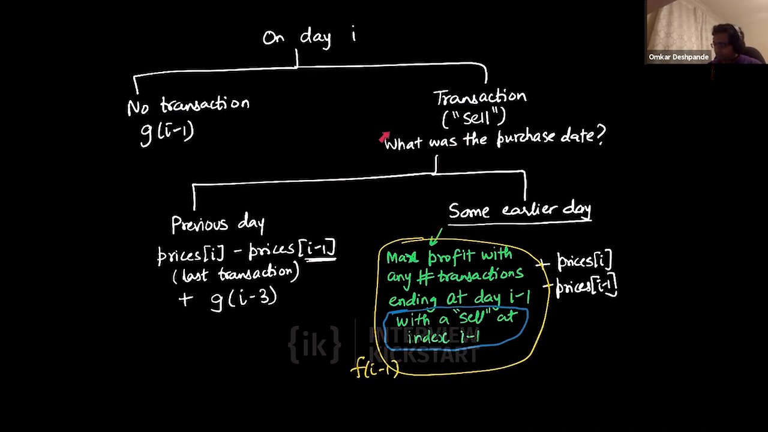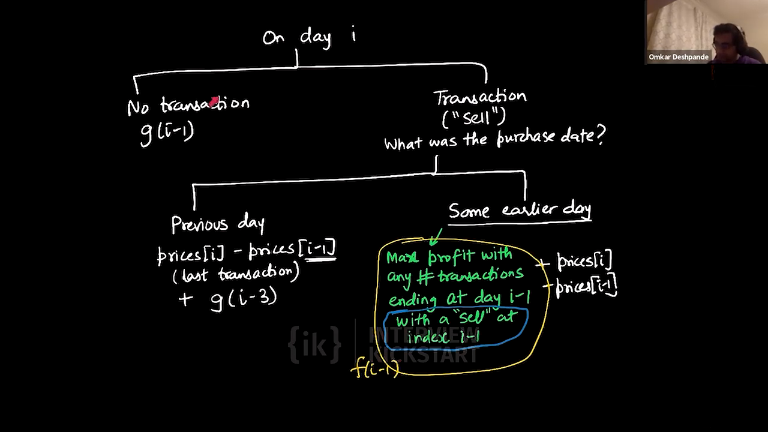So in effect, this entire thing is just f of I, right? Because g of I is either nothing happens or there is a sell that happens on day I, and whenever there is a sell that happens on day I, the definition of the subproblem that we are looking at is f.